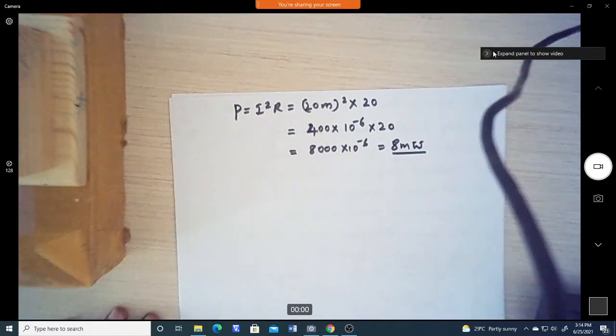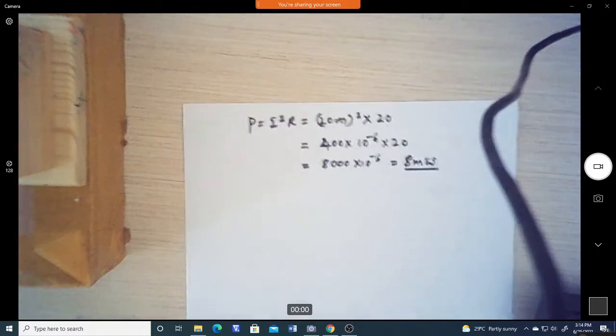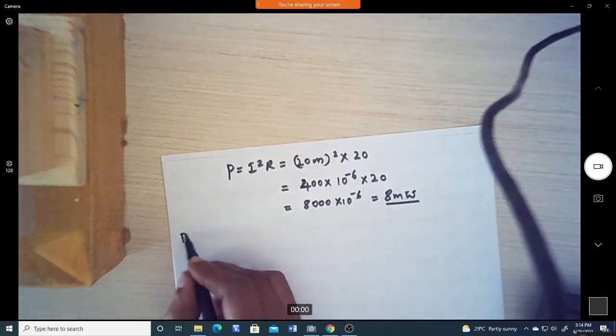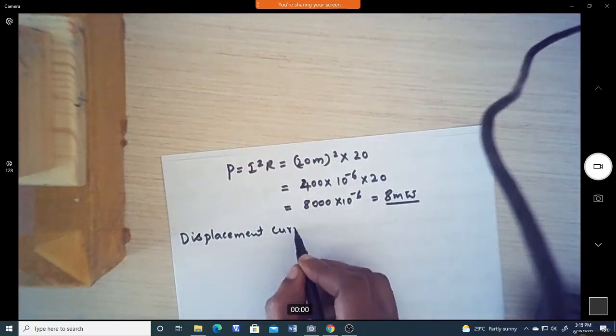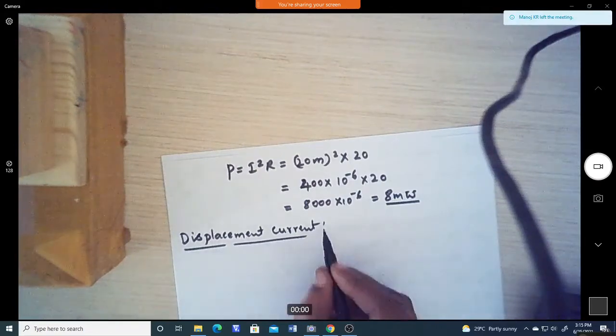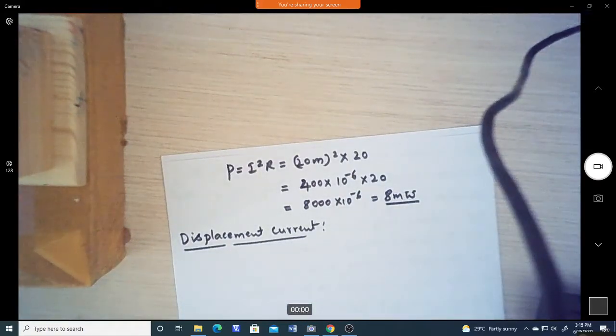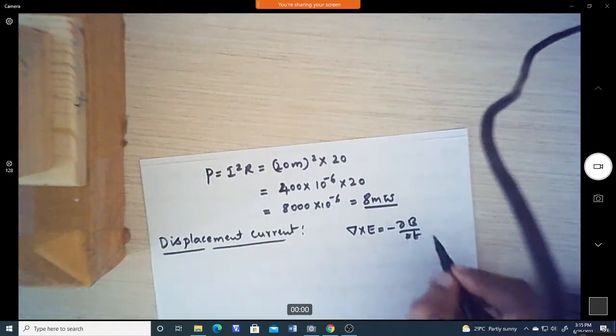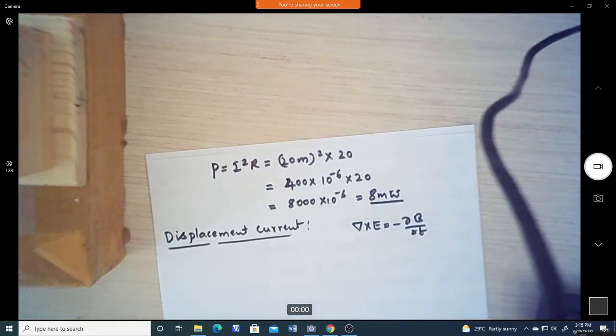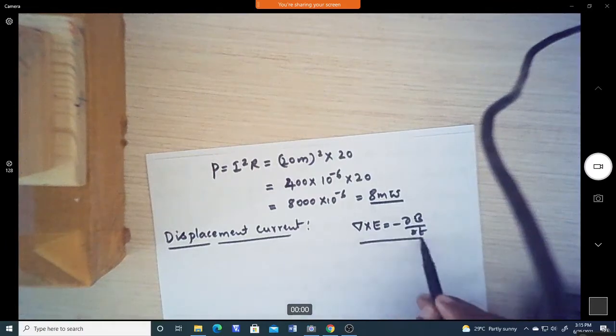That is displacement current. Okay, now what is meant by displacement current, we will see. First we will take the Maxwell's curl equation. For the electrostatic case, we have modified the static fields into the time varying fields. That we already know, that is del cross E, from Faraday's law we got del B by del T. By taking the divergence of the curl equation and applying Stokes theorem, we got this one.